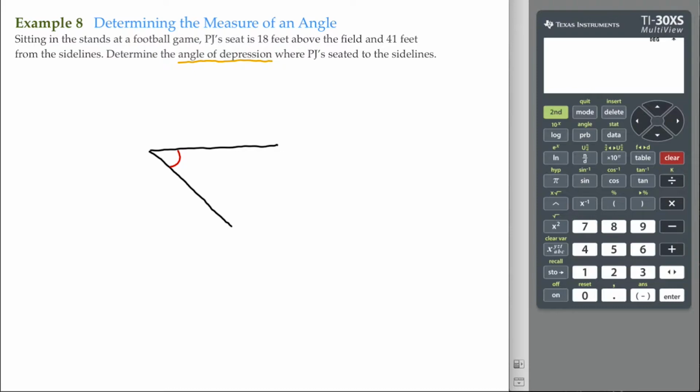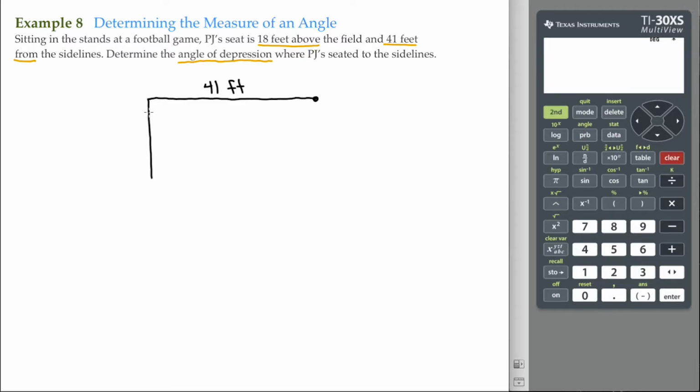So for this example, we have PJ is 41 feet from the sidelines and he's 18 feet above the sidelines. So I'm just going to go ahead and put in a quick graphic representing this. So if this is PJ sitting here, he is 41 feet from the sidelines. So there's our 41 feet. And he is 18 feet above the sidelines.